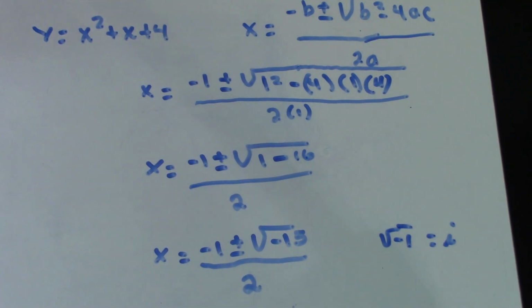And so in the next video, that's how we come up with our complex numbers. It's because we're taking the square roots of negative numbers to find out where it crosses the x-axis. It doesn't in the real number system. That's why we need the complex number system. Okay, and we'll look at graphing in the next video.